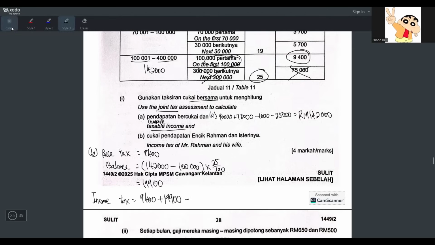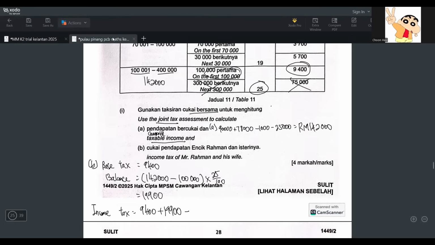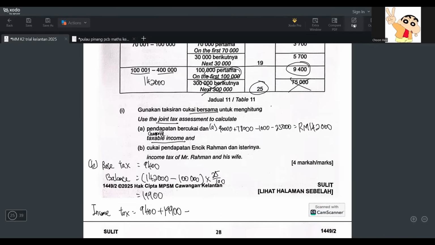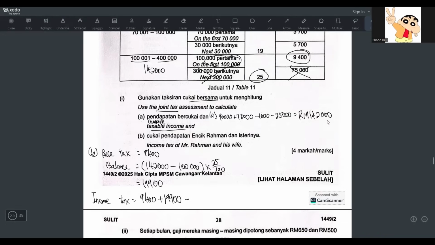Okay, let's check for the 400 first. In my notes it says you will get rebate 400 if your chargeable income is less than or equal to 35,000. It means it cannot exceed 35,000. So let's check what my chargeable income is. 100,000 more already. Yeah, it's already more than 35,000. So it means they will not get the rebate 400. Okay, and then let's check for zakat.